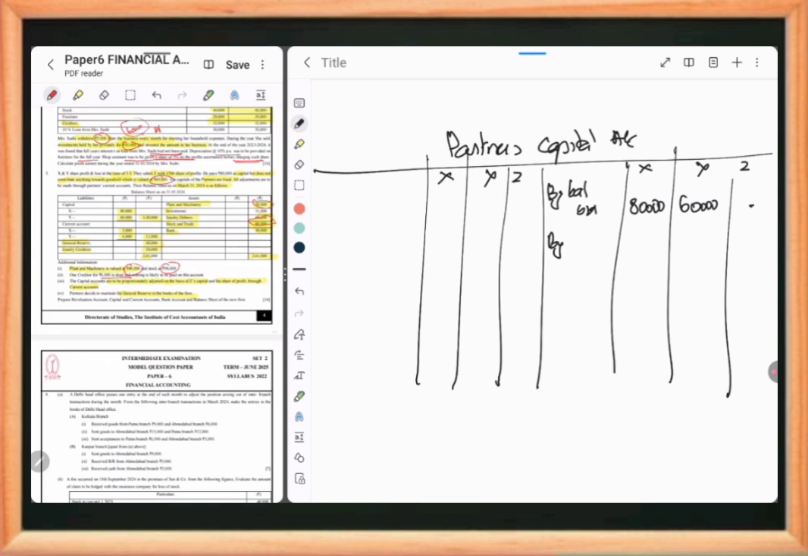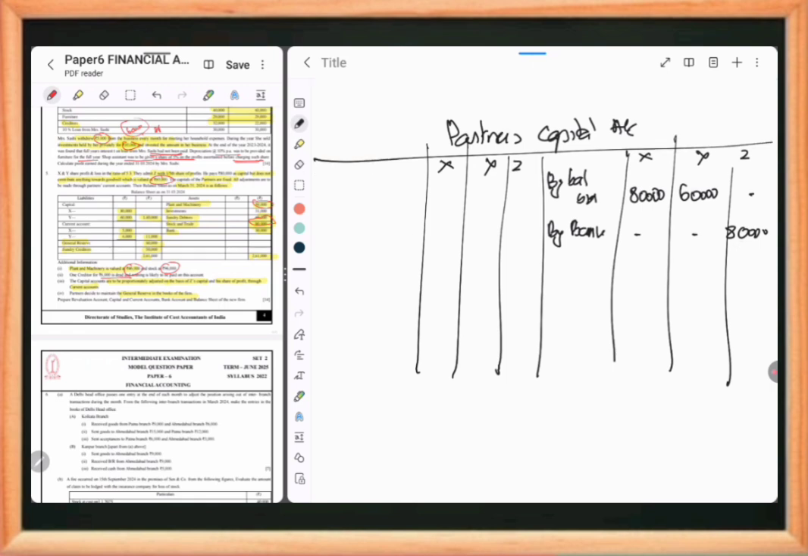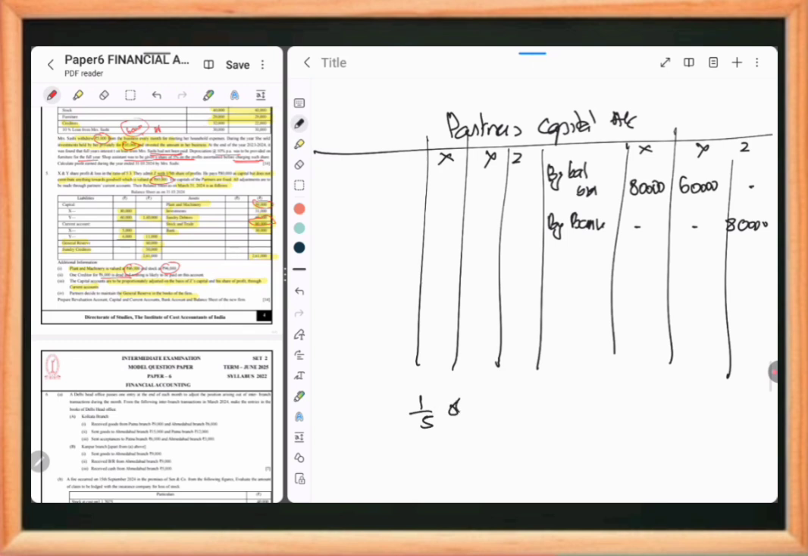Z also brought in by bank. You have to show separately how much he brought: 80,000 rupees. And then the capital should be based on Y's account. For 1/5 share, Z brought 80,000. So how much capital should be in the firm? For 1/5 share he is bringing 80,000, so for the whole it must be multiplied by 5. So 4 lakhs should be the capital.